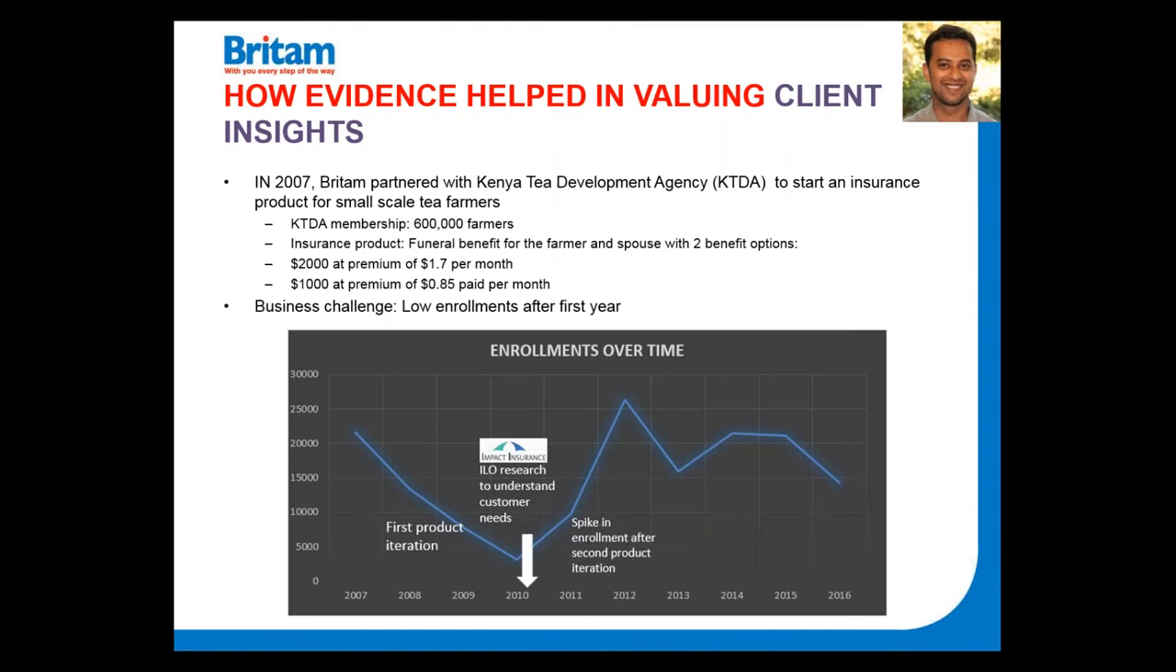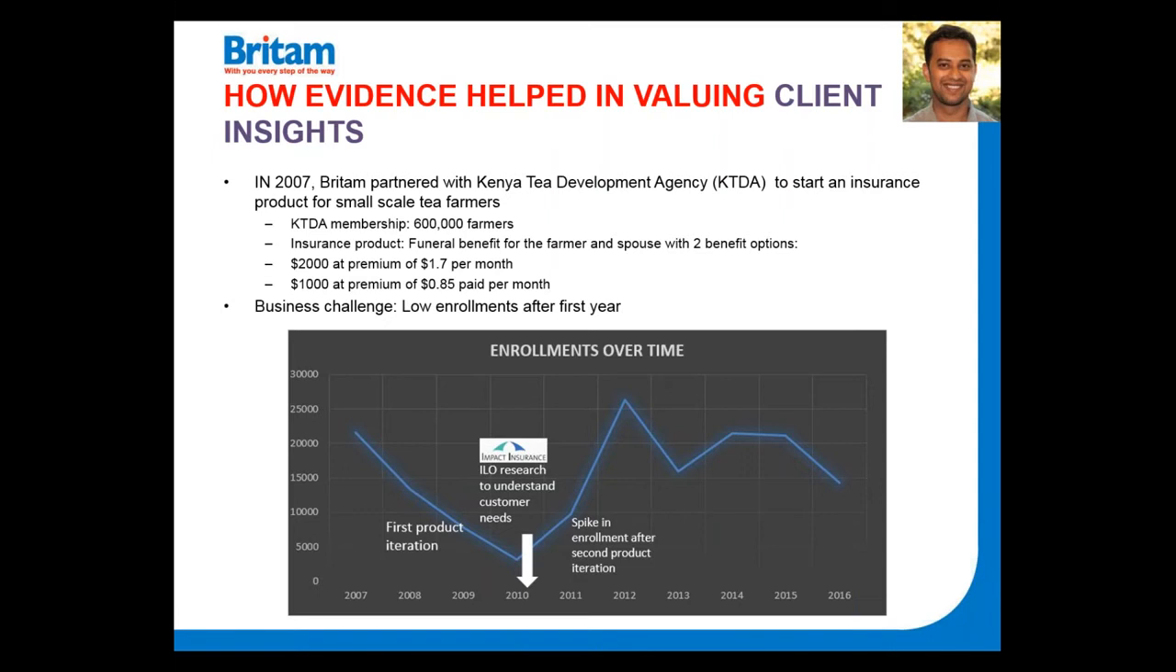And to start with, a funeral insurance cover was designed, which covered the farmer and their spouse. It had two benefit options, as you can see, with premium as low as 85 cents per month, and the cover paid for funeral expenses. And as you can see in the accompanying graph, initially the product had a good uptake.